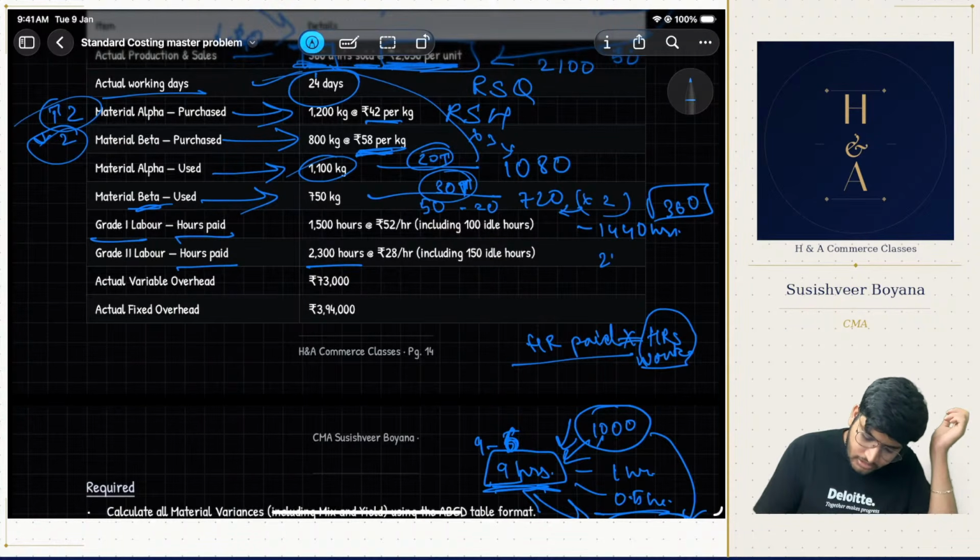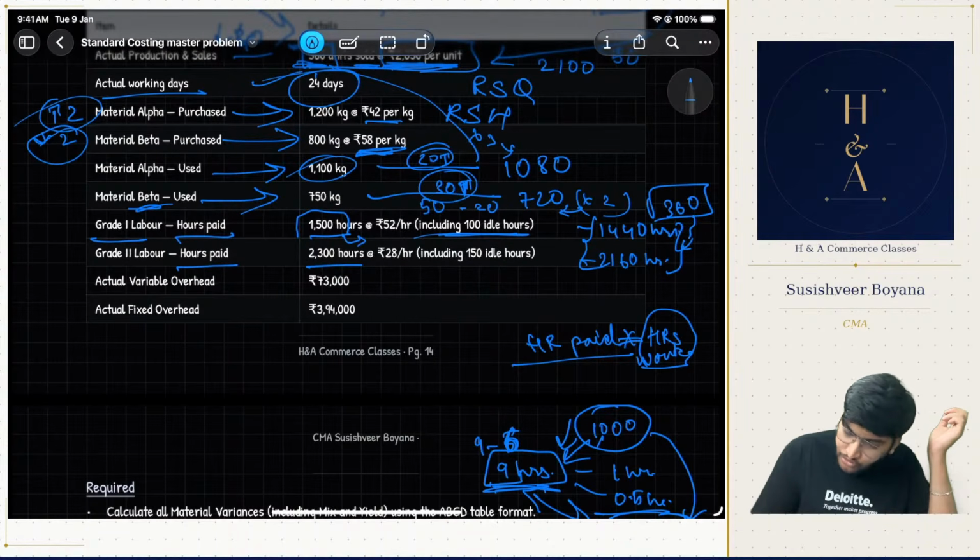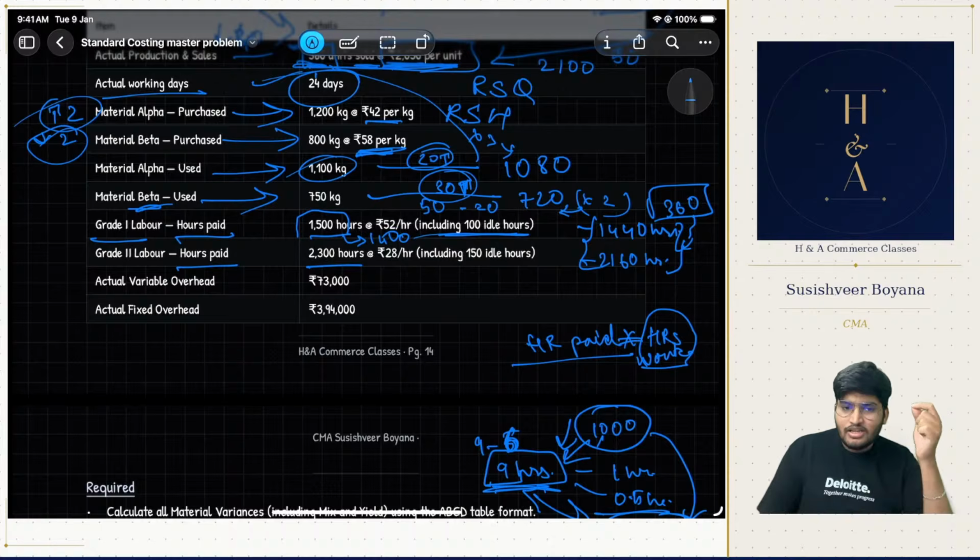That is 2160 hours. To produce 360 units, these are the number of hours they should be utilizing. How many did they utilize? 1500 hours, which includes idle hours of 100. That means they need 1440 hours, but they've completed the work in 1400 hours itself. Are they efficient? Yes, they produced it in less than the standard number of hours. That means they have done it efficiently.